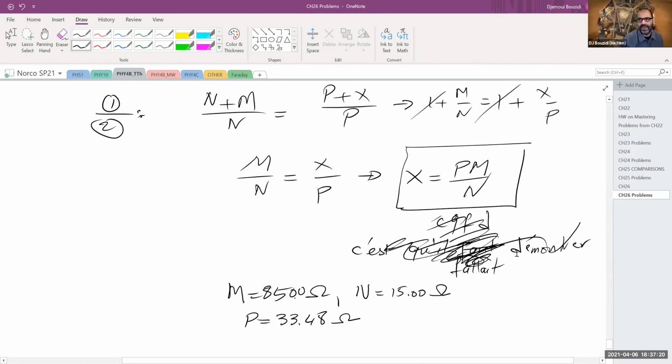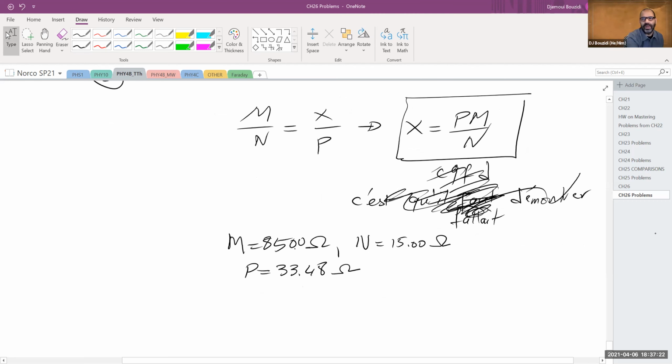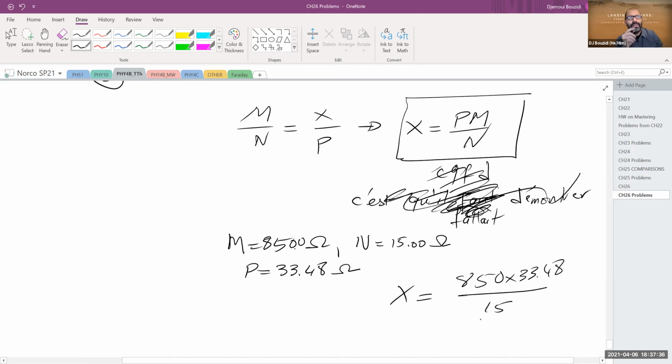Let me tell you my point in here. It's a very important point that you guys need to remember for your exams, okay? And this is true for physics or any other subject. So obviously this is just multiplying 850 times 33.48 divided by 15, and I really don't care about the answer at this point at all. What I care about is the following very, very important point.